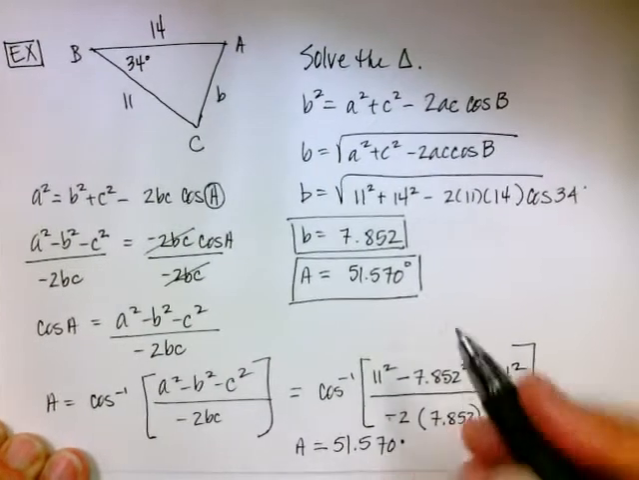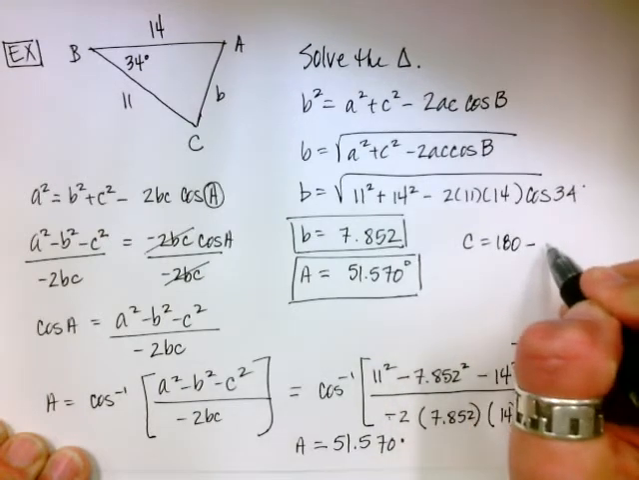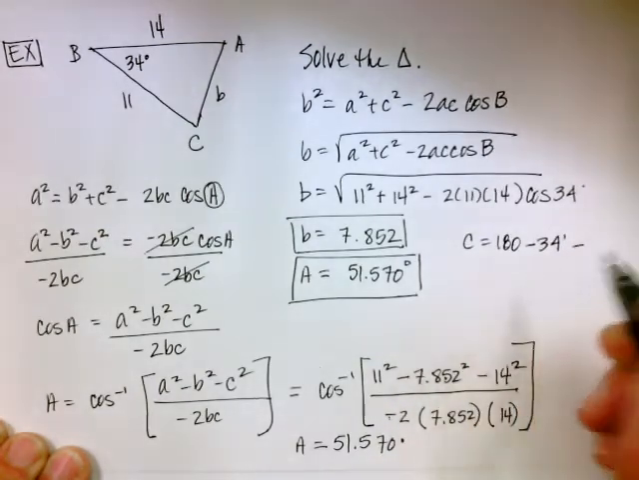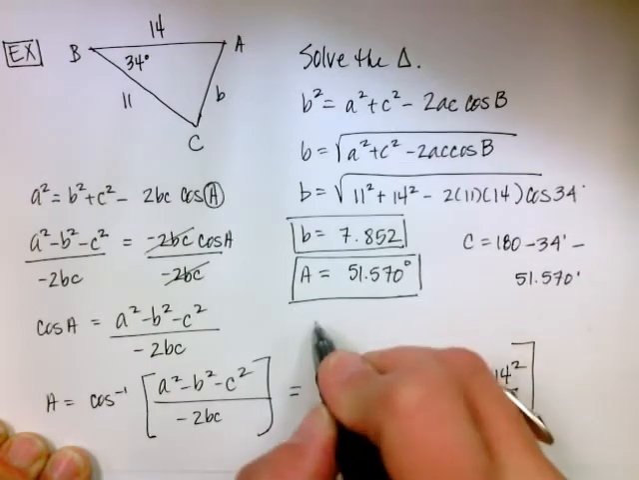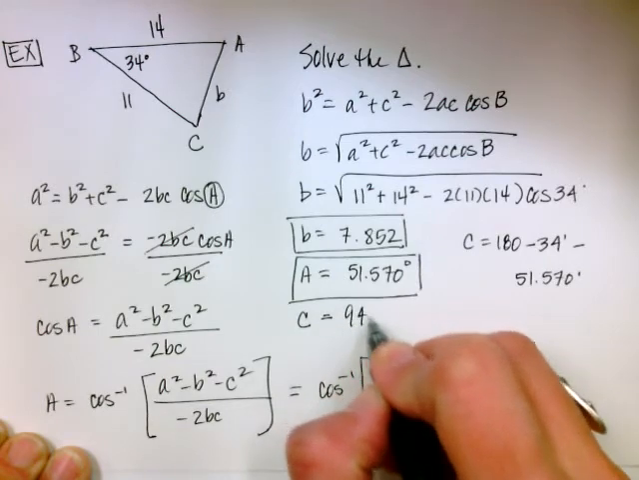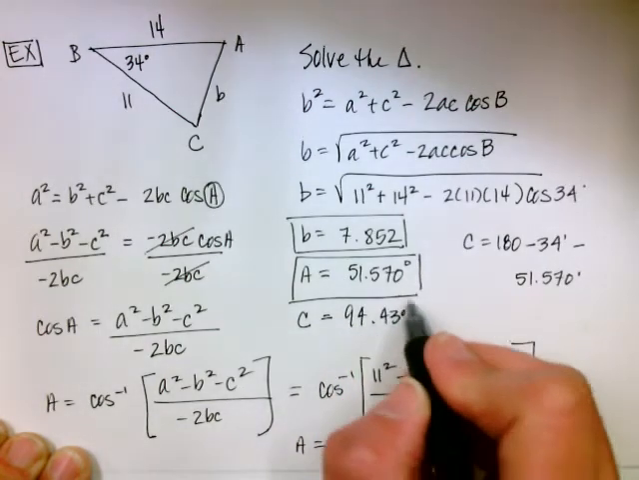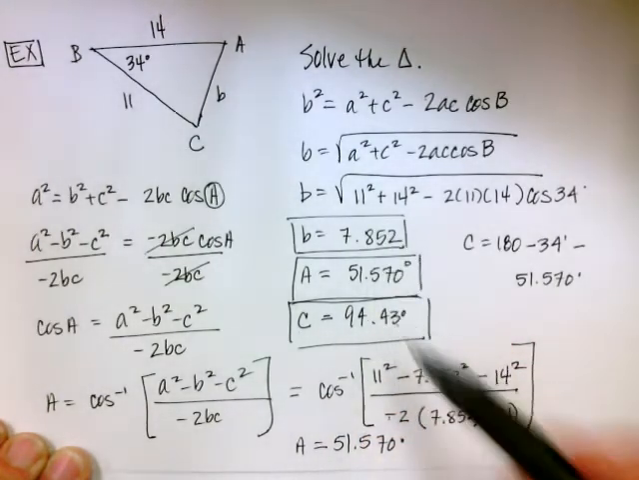So all I have left to find is angle C. So I'm going to do that by subtracting from 180. So I had 34 degrees, and then I had the 51.570, and when I do that, I get that angle C is 94.43 degrees. So then in your answer column, you would put these three answers.